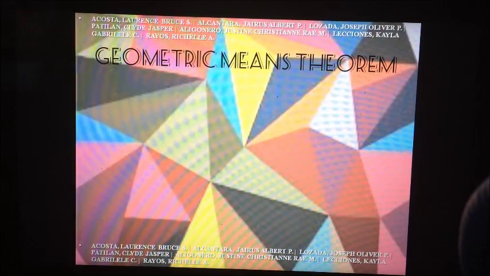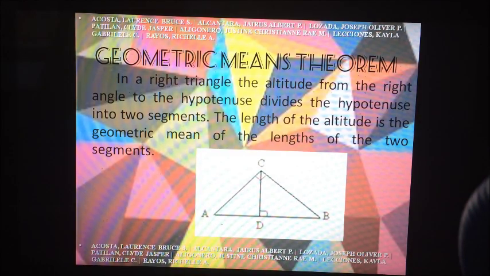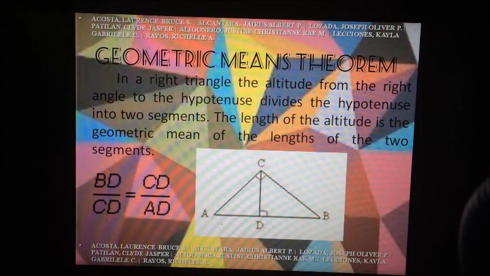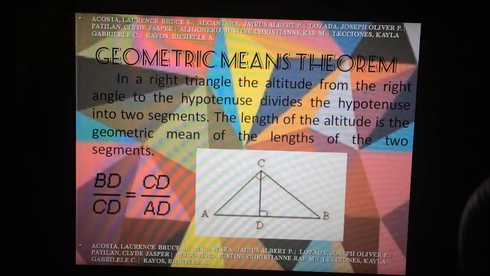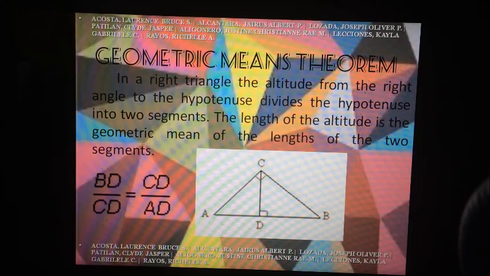The next is geometric means theorem. In a right triangle, the altitude from the right angle to the hypotenuse divides the hypotenuse into two segments. The length of the altitude is the geometric mean of the lengths of the two segments. Line segment BD over line segment CD is equal to line segment CD over line segment AD. By getting the geometric mean, you will know if the two triangles are similar or not.